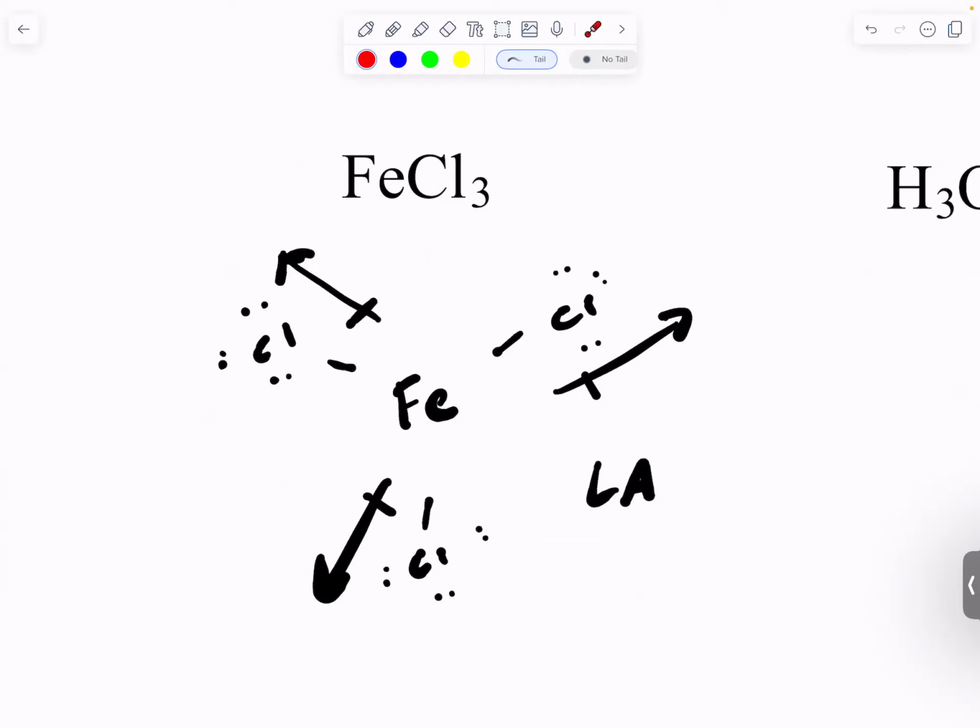So that's why I don't want you to also consider it an LB, because it's not like this chloride is going to be like, yeah, you know what? I'm going to donate today. I'm going to go be an LB and go grab a proton. It's not going to want to do that, right? Because it wants to keep these electrons to itself, so it's not going to initiate that attack.